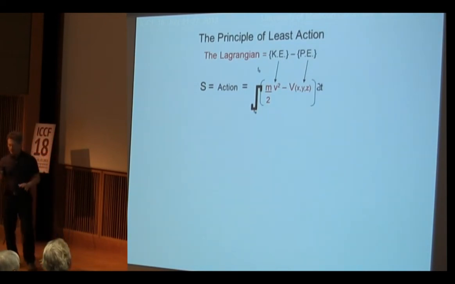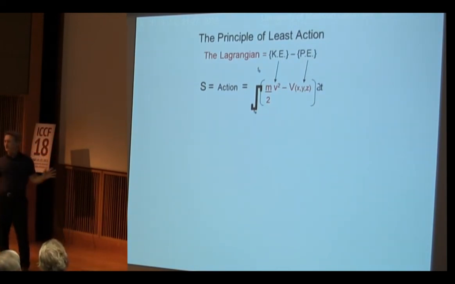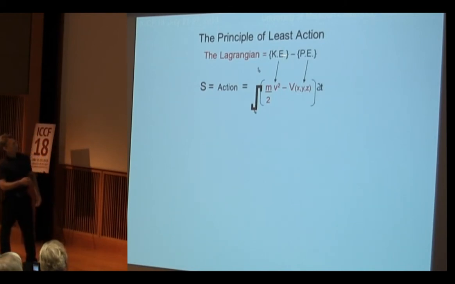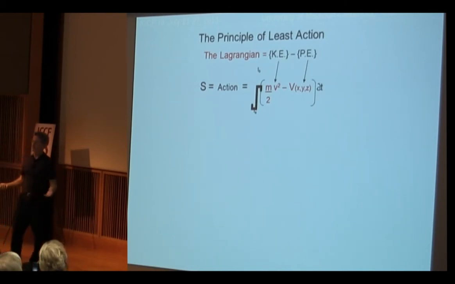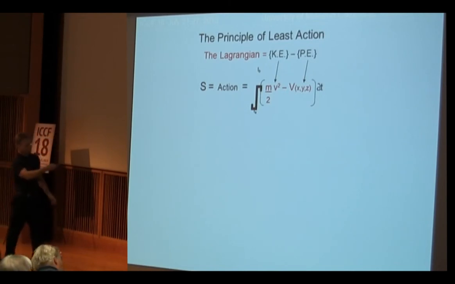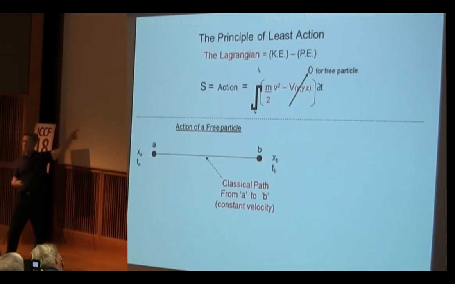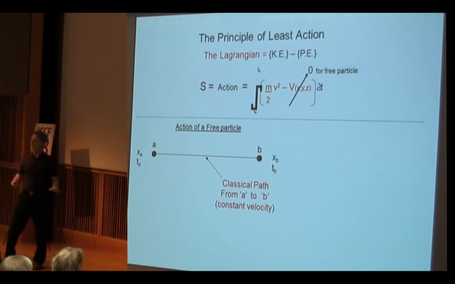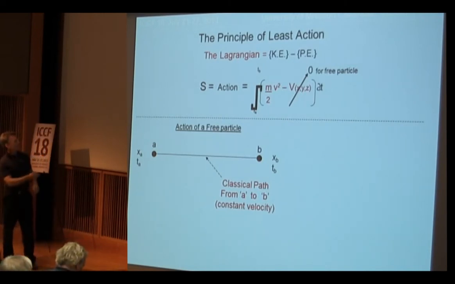Okay. First of all, we need to know what the principle of least action is. I didn't know what it was before I read Feynman. And again, the Lagrangian is kinetic energy minus potential energy: 1/2 mv squared minus the potential. We do an example here. Free particle, no potential. So we just have a particle that goes from A to B at constant velocity. That's it. It's as simple as you can get.